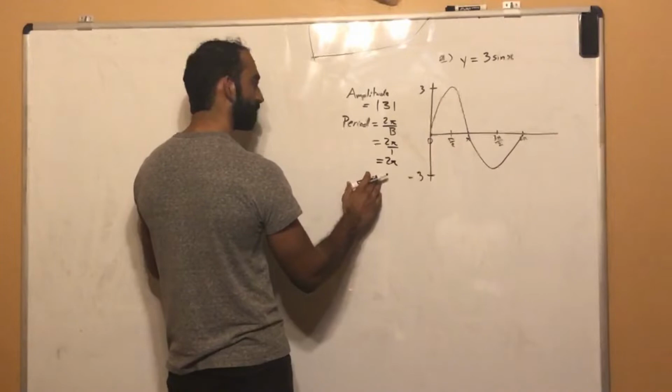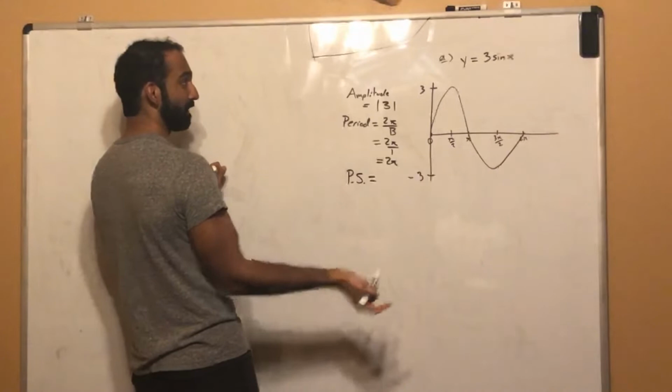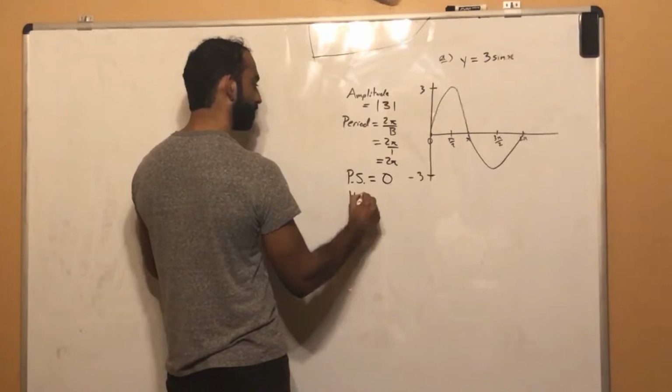And what are the other things I wanted to find? Phase shift, yes. All right, so we can just say that's PS, phase shift. What was my phase shift? 0. Or horizontal shift, yeah. There's no c value. And likewise, my vertical shift. Do you see a d value there? No, so it's 0.